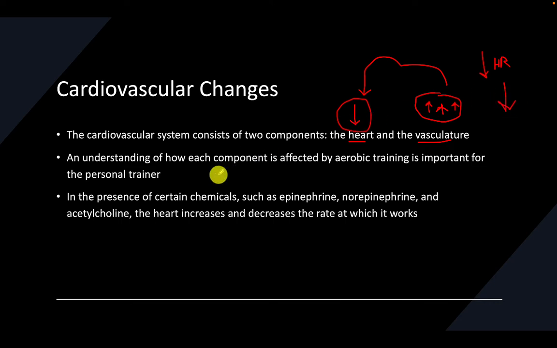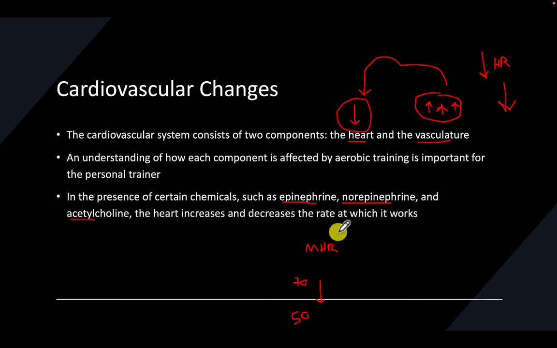And the other thing that's going to occur is now we have more sensitivity to exercise signaling. So in the presence of chemicals such as epinephrine, norepinephrine, and acetylcholine, the heart will be able to increase and decrease the rate at which it works. Like I said, if we have an age-predicted maximum heart rate, which you guys should know, and we were at 70 beats per minute, but through aerobic exercise we dropped our resting heart rate to 50 beats per minute, which is where most athletes are, about 50 to 55, so we dropped 20 beats per minute.